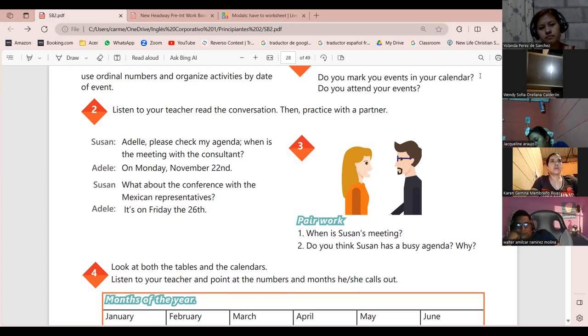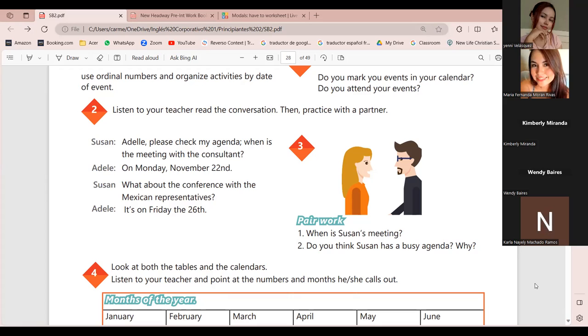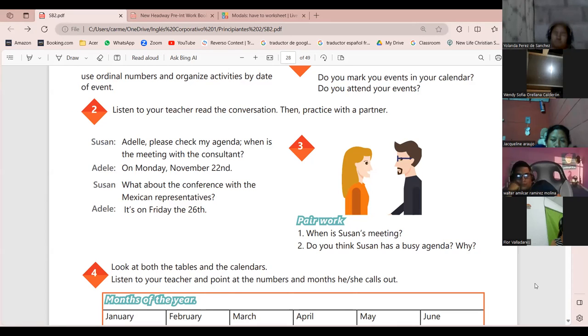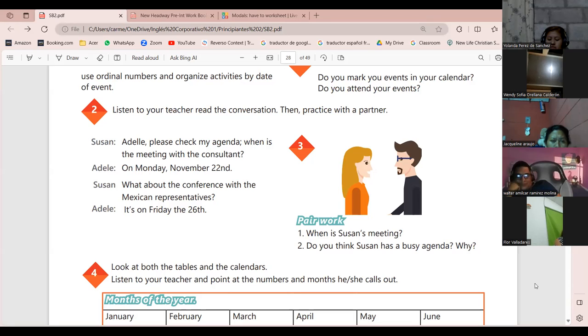Okay, on your phone. All right. What kind of events do you mark on your calendar? Do you mark work-related events or family-related events? Work-related events or family or personal events? What do you mark in your calendar? Family events. Okay. And do you have an agenda?